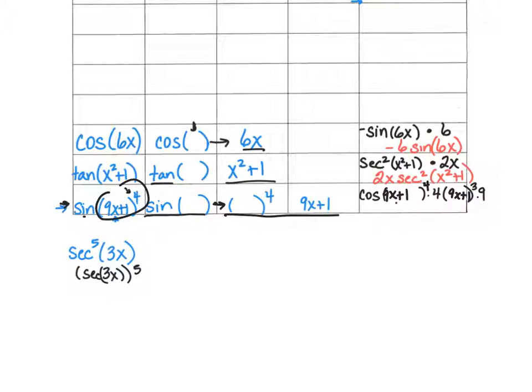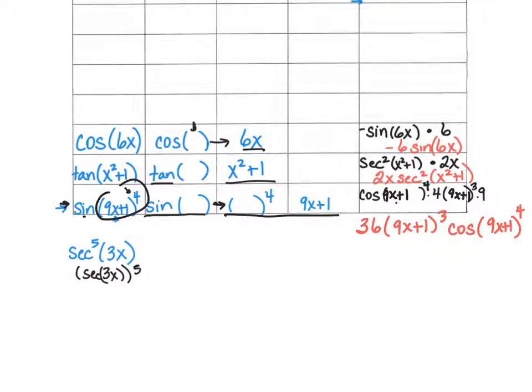So my final answer, let's combine the 4 and the 9, so that would be 36. I'll go ahead and put the 9x plus 1 to the third out in front. And then the cosine of 9x plus 1 to the fourth. So that would be my final answer.